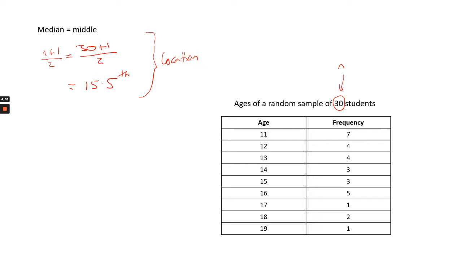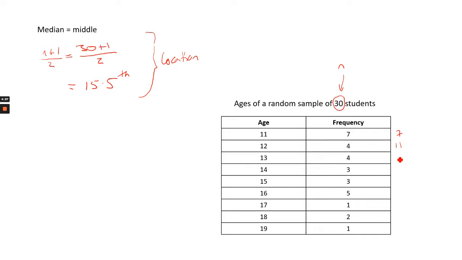Okay, the location of the median, and now we need to see what the median is. I want the 15.5th bit of data. These are in order now because I've got 7 people aged 11, then 4 aged 12, then 4 aged 13, etc. So to find the 15.5th bit of data, I know that I've got 7 in the first box. In the first 2 boxes, I have 11 bits of data.